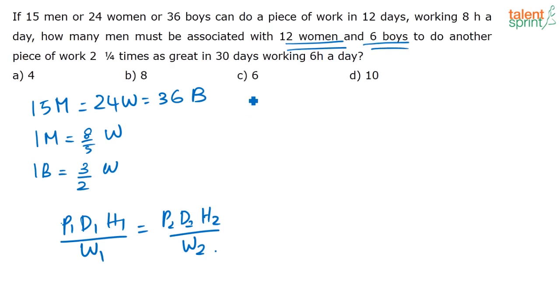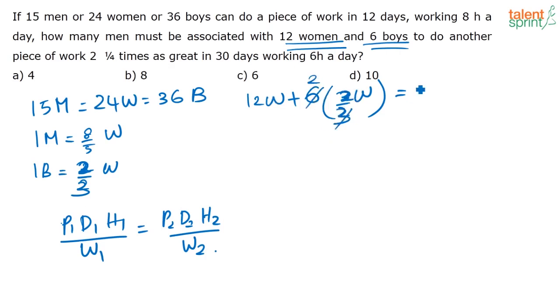So 12 women and 6 boys means it is nothing but 12 women plus 6 boys is equivalent to what? 1 boy is 2 by 3 women, sorry, 2 by 3, 24 by 36, correct? So 24 by 36, 2 by 3. So this is equal to 2.